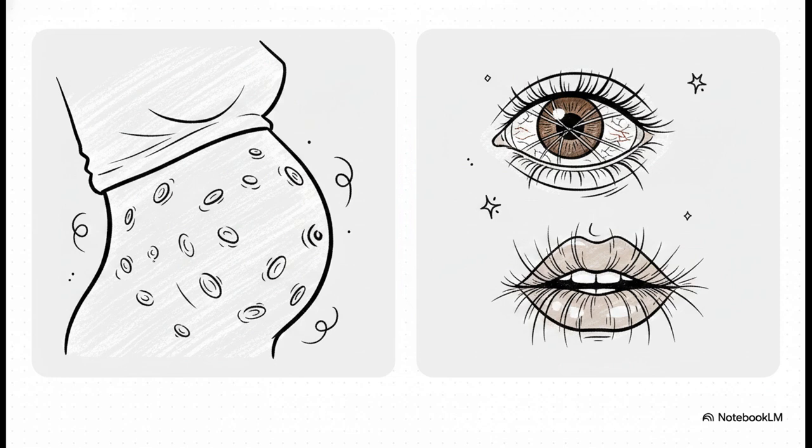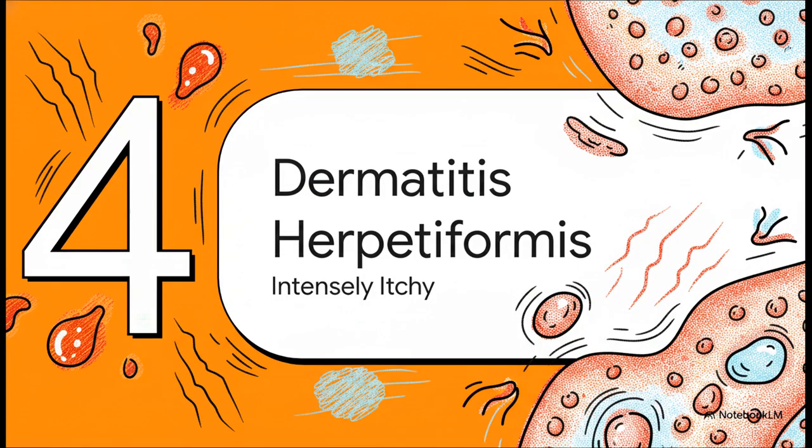Then there's cicatricial pemphigoid, which is a profoundly scarring variant targeting distinct basement membrane proteins like laminin 5. It disproportionately attacks ocular and oral mucous membranes, and the subsequent scar tissue in the eyes can actually cause irreversible blindness. Let's shift gears to Section 4, dermatitis herpetiformis.